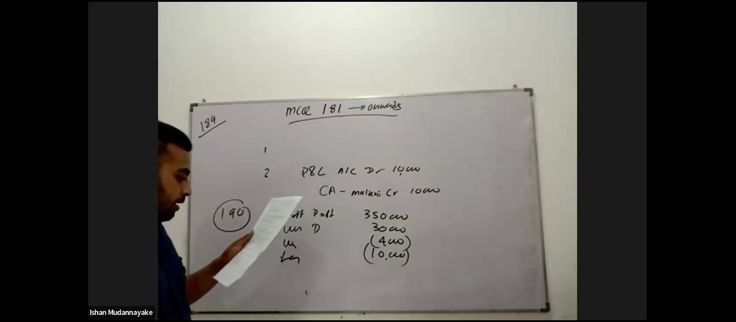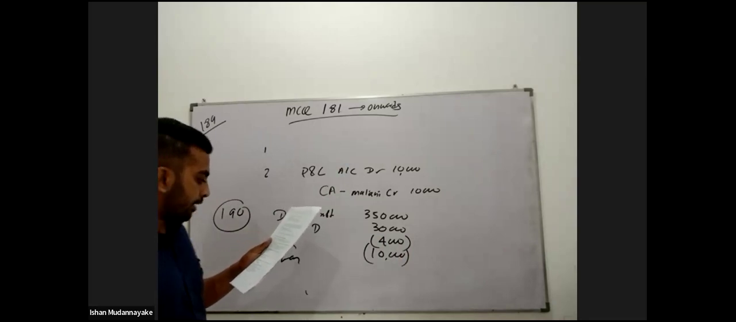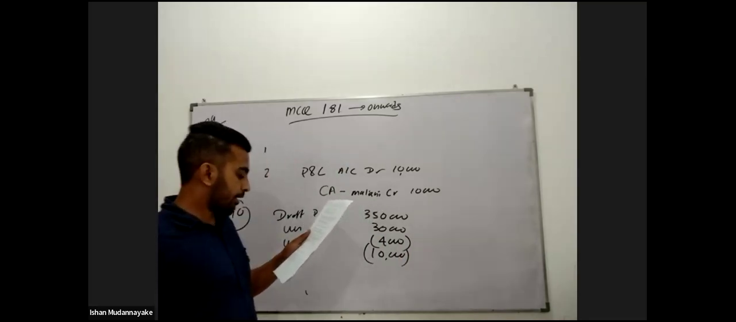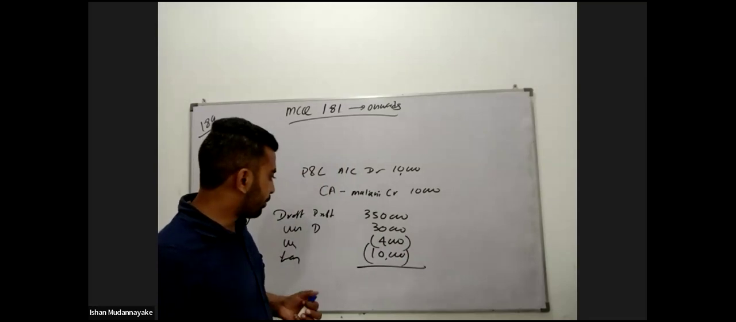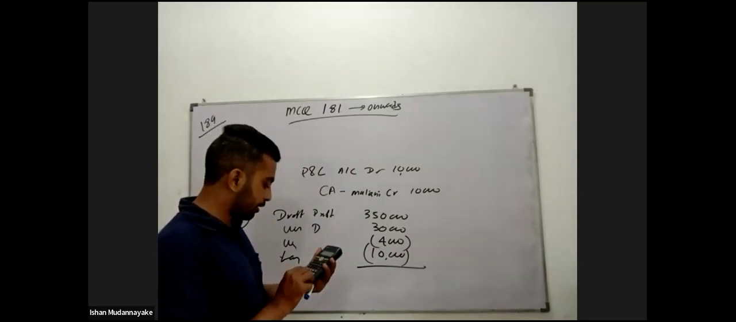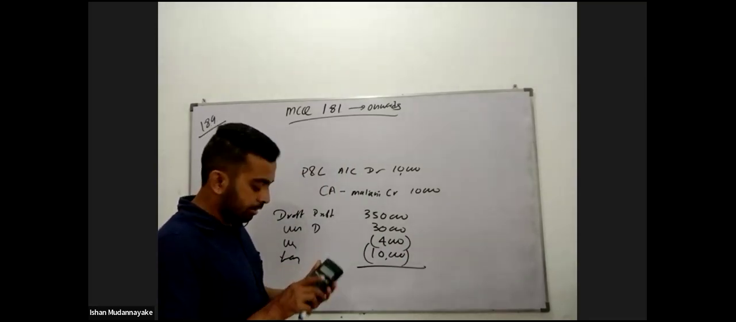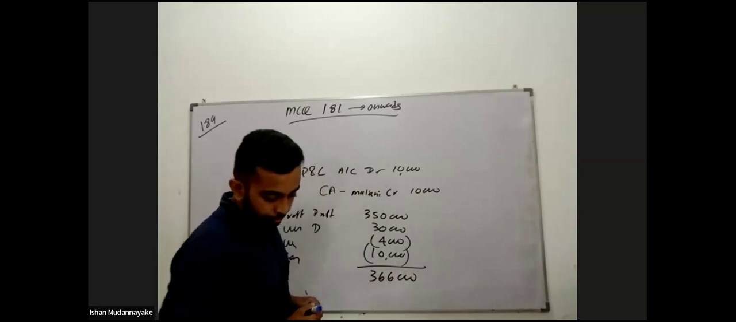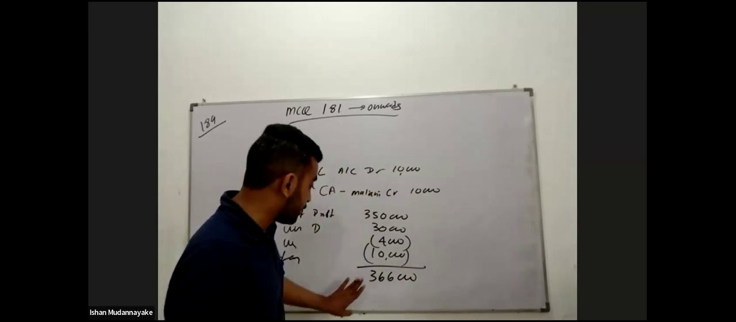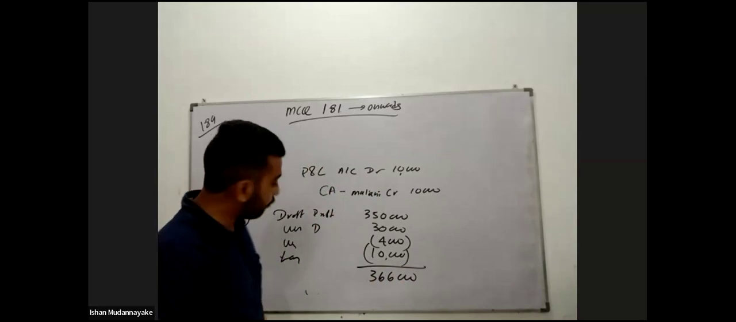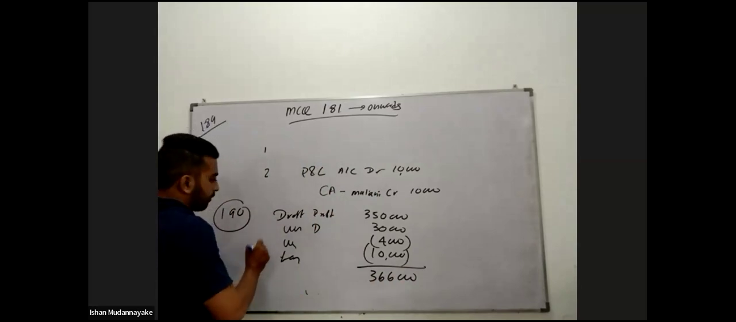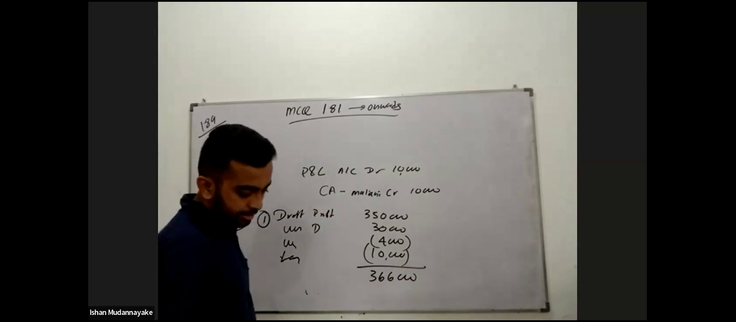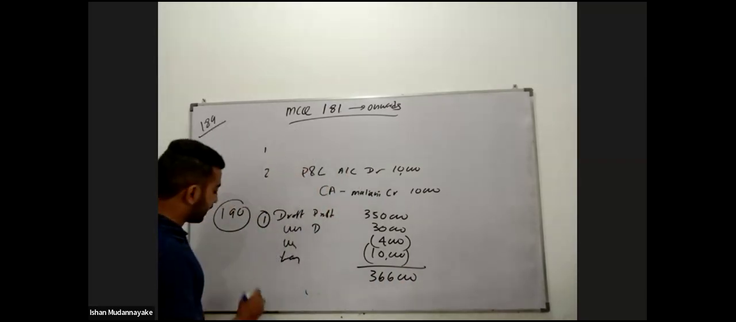There is no other condition in the partnership agreement. No salary, no interest on capital. Therefore, profit is how much? 350,000 plus 30,000 minus 4,000 minus 10,000, that is 366,000 net profit. Revised net profit 366,000. That is the answer to the first part of 190.